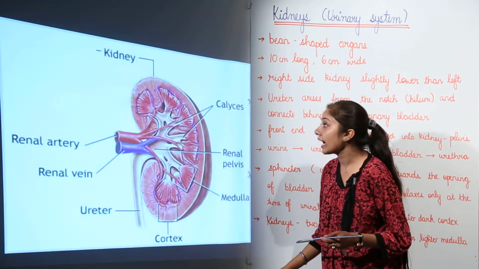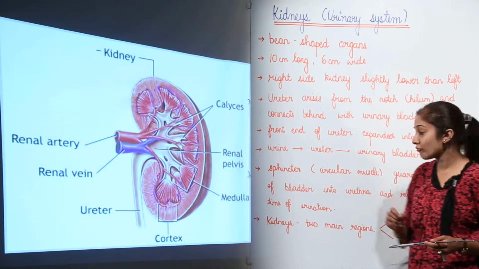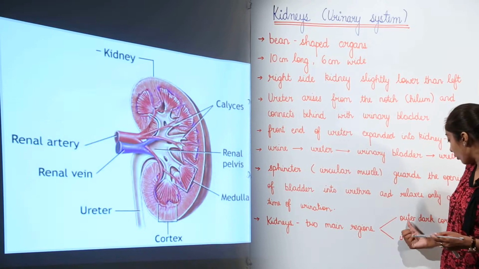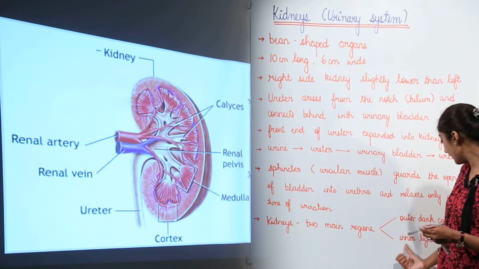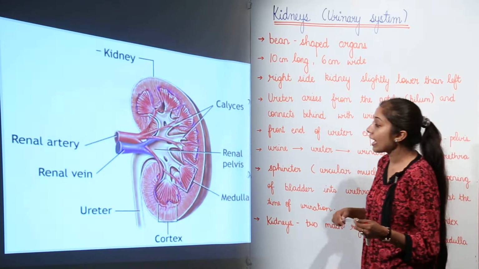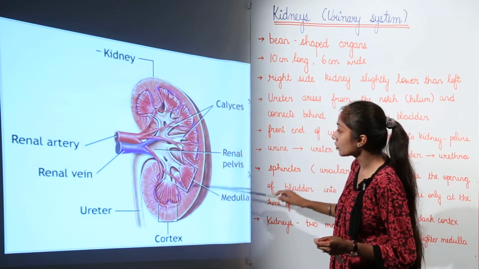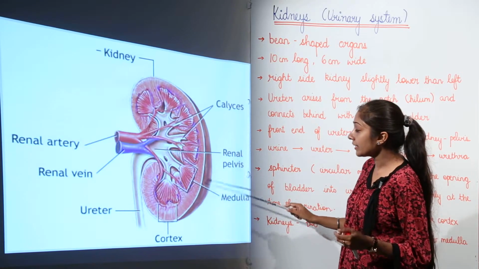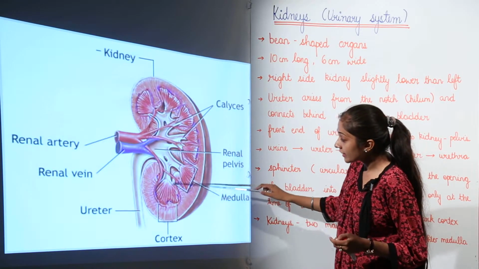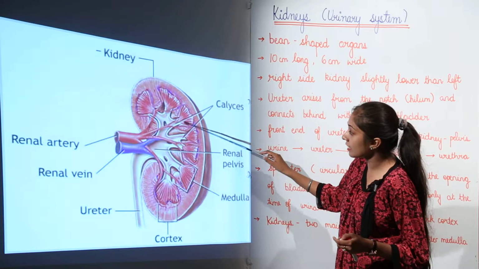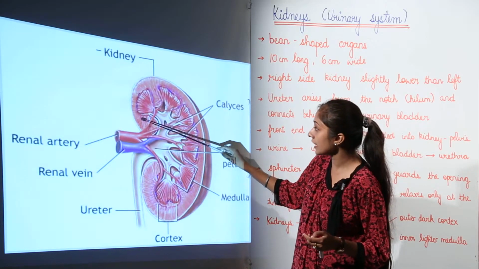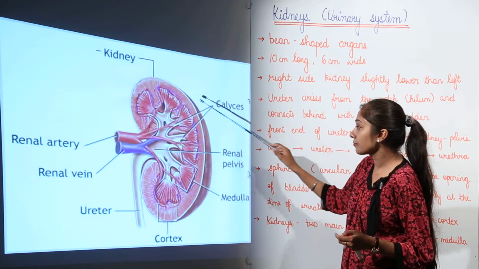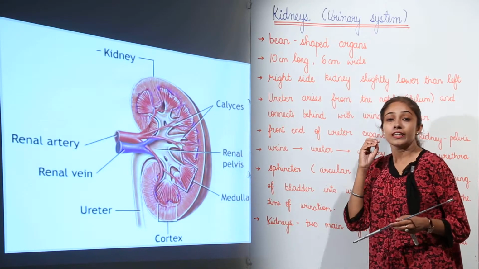Now let us look at the longitudinal section of a kidney. In the kidneys we have two main regions, the outer dark cortex and the inner lighter medulla. When you look at the inner lighter medulla, you see that there are these curves. And these curves are going to contain the nephrons.